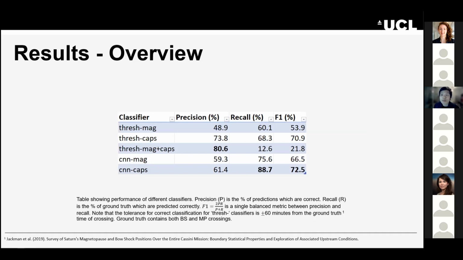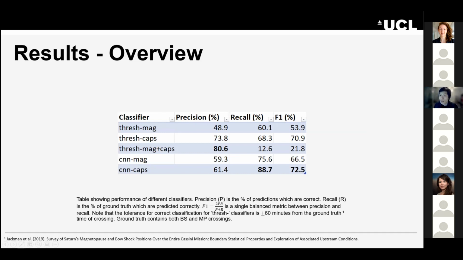Here is an overview of the performance of both the threshold method and the CNN method, based on test data from the year 2012. So data which has not been seen by both algorithms. The performance is measured using 3 metrics. We have precision, recall, and F1. Basically, we want all of them to be as high as possible.